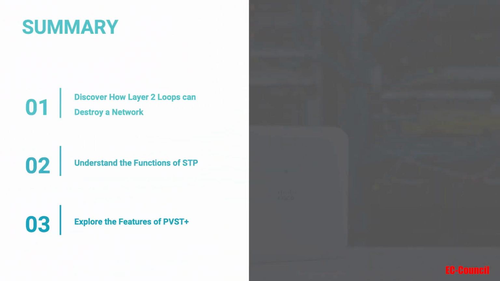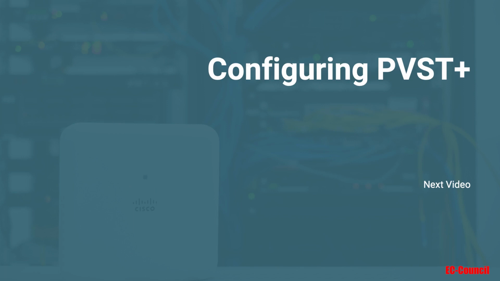In this video, we discovered how layer 2 loops can destroy a network. We also took a look at discussing and understanding the functions of spanning tree protocol, and we also explored some features of PVST+. In the next video, we will be taking a look at actually configuring PVST+ on a Cisco network.